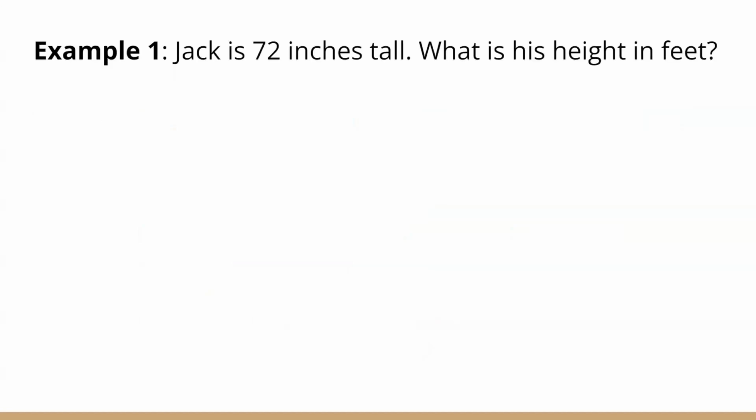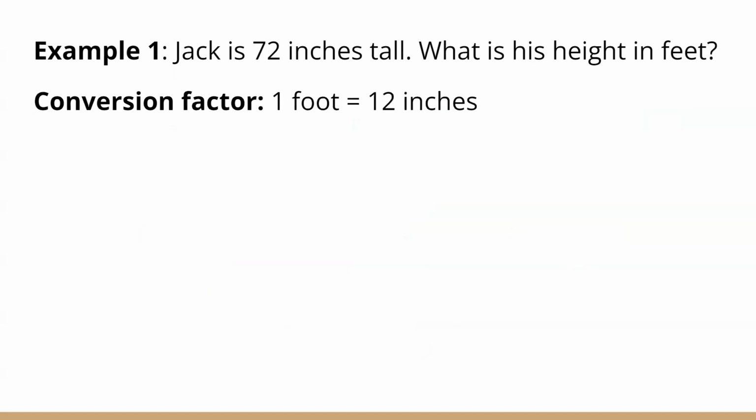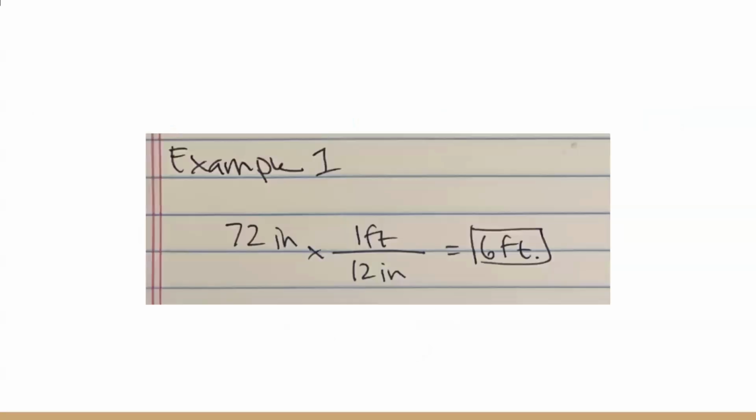So let's do this as an example in imperial units. Let's say Jack is 72 inches tall. What is his height in feet? So our conversion factor that we have is per foot. There's 12 inches per foot. So 1 foot is equal to 12 inches.